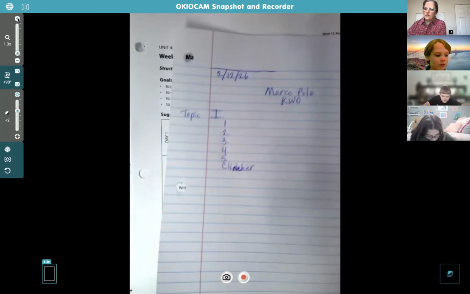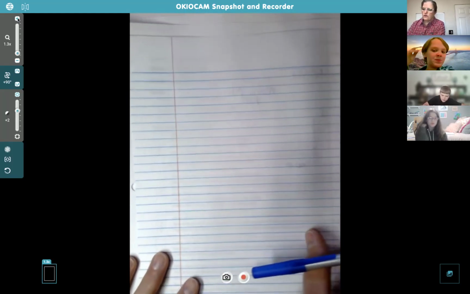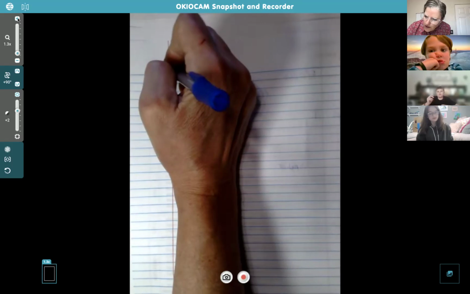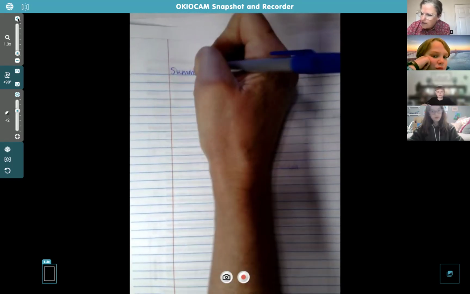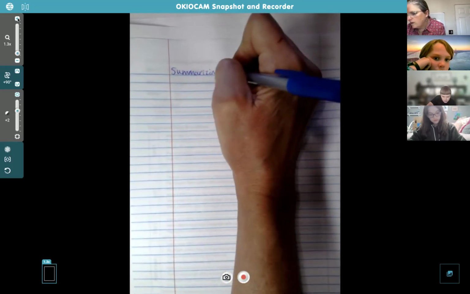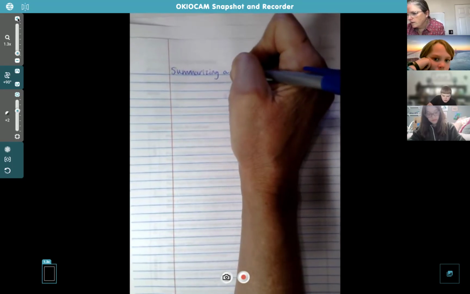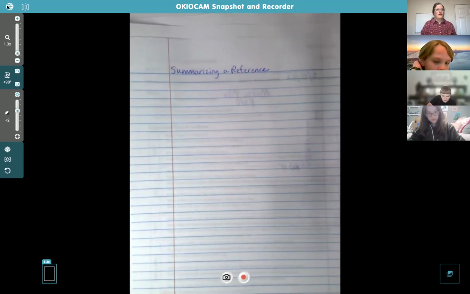So this is your keyword outline. Turn it over to the back. Before we start filling this in, we're going to turn it over to the back. At the top of your page, I want you to write summarizing. It's a big word. I'll zoom in a second. A reference. Summarizing a reference.